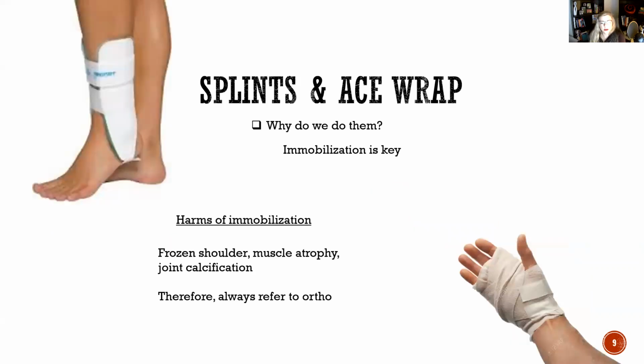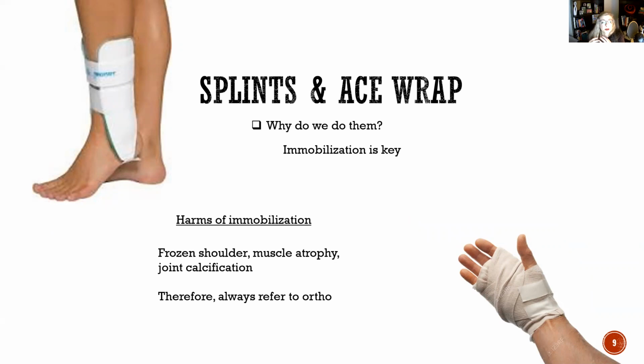Now, let's talk a little bit about immobilization, splints, and ACE wraps. The biggest question that we get is, well, I don't know what else to do for this patient. So what I'm going to do is I'm going to give them a splint or an ACE wrap. And a lot of times these splints and ACE wraps can be really helpful because we want injuries like a sprain or a strain to be immobilized to allow that tendon or that muscle to heal. But we don't want it to cause a contracture.